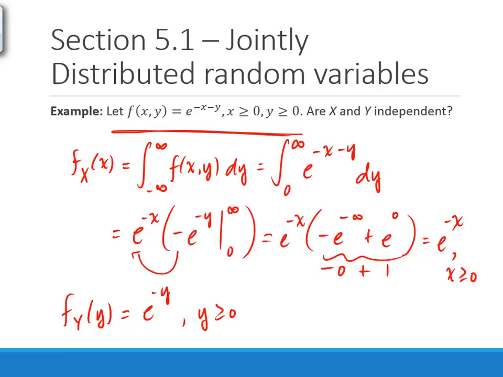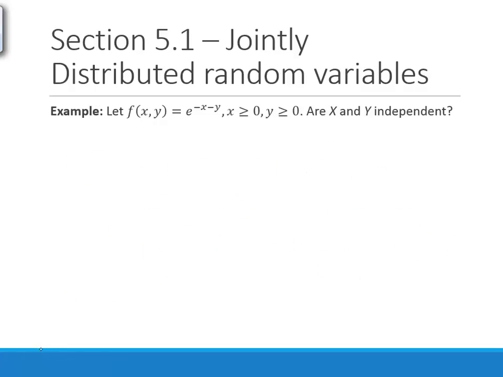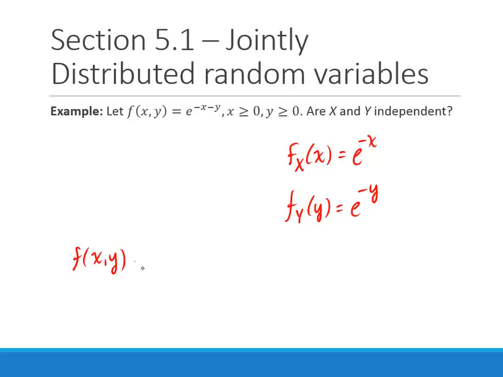Okay, so there are my marginal PDFs, and I just want to make sure that I can write my joint distribution as a product if they're independent. My density of x is e to the negative x. For y, it's e to the negative y. And sure enough, the joint density you can write as e to the negative x times e to the negative y, which is indeed the product of our marginal PDFs.